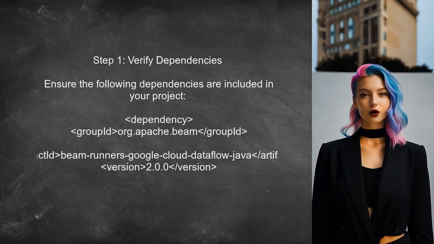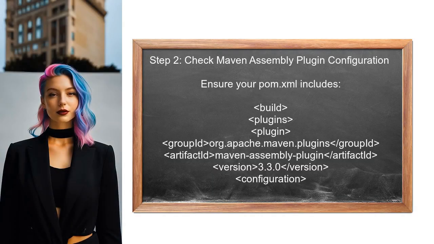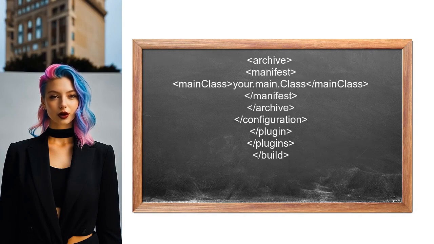To resolve the issue of the missing registrar for Google Cloud Storage, the user should first ensure that the necessary dependencies are correctly included in their project. This includes the Apache Beam libraries for Google Cloud. Next, the user should check the configuration of the Maven assembly plugin. It's important to ensure that the GCS file system registrar class is being included in the fat jar correctly.